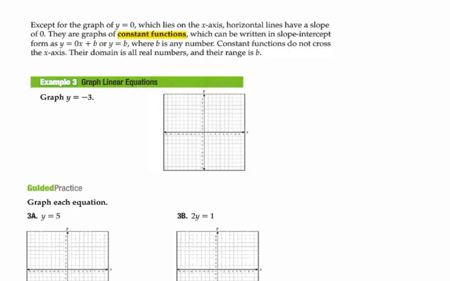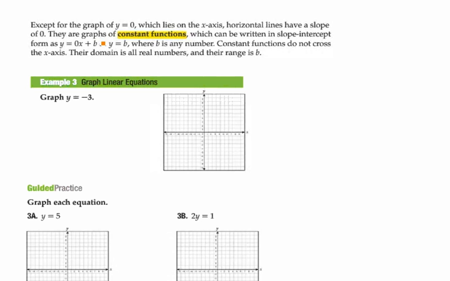Reading this: except for the graph y equals 0, which lies on the x-axis, horizontal lines have a slope of 0. They are graphs of constant functions, which can be written in slope-intercept form as y equals 0x plus b, or just y equals b. Because again, our slope is 0, which means that we only have that one constant function there, where b is any number. Constant functions do not cross the x-axis. Their domain is all real numbers, and their range is b.